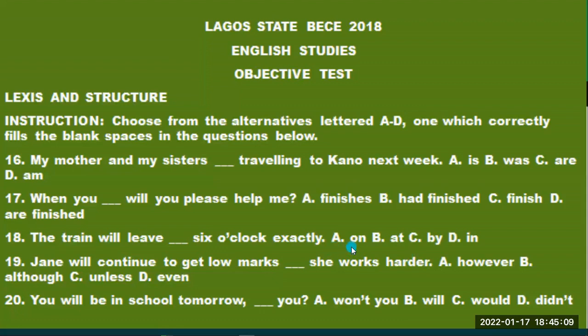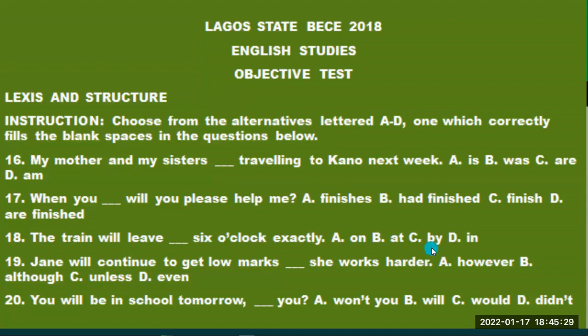The train will leave on 6 o'clock exactly. Does that sound grammatically correct? No. B, at. The train will leave at 6 o'clock exactly. Does that sound grammatically correct? Yes. That's why option B is correct.